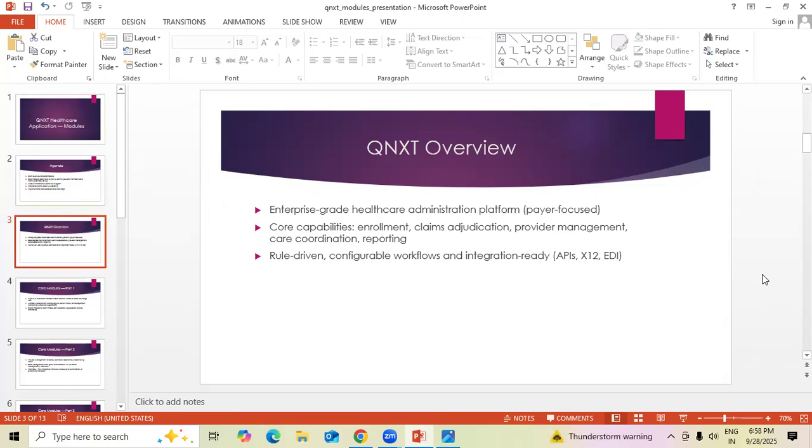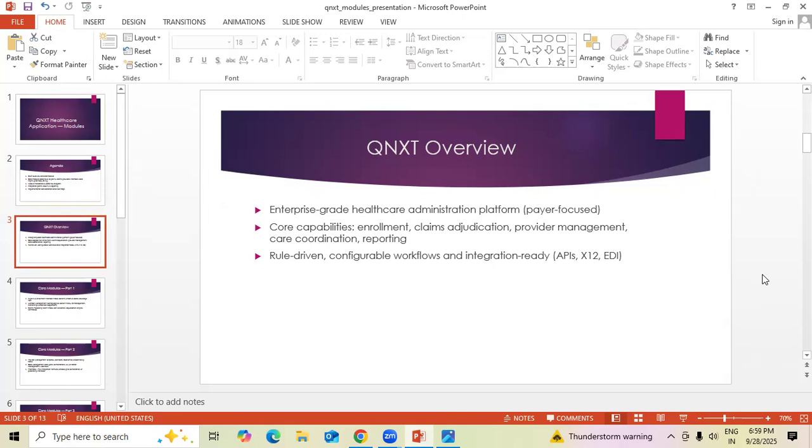So the QNXT application, like other applications, is a business rule driven application. At the same time, QNXT has configurable workflows. Followed by this, it is integration ready, with different APIs. Normally, we use RESTful API. At the same time, there are different file formats, such as XML file formats, and whatever data we are transferring will be in electronic format. This is what we call EDI, which stands for electronic data interchange.